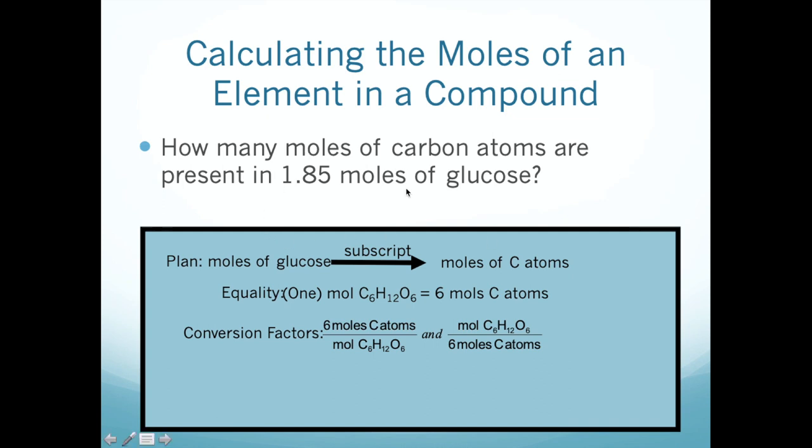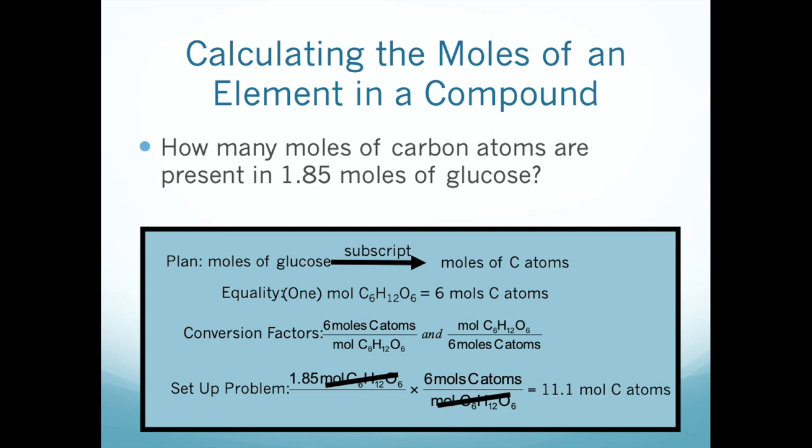Now, please note that we're starting off with moles of glucose. So ask yourself which of these two will get moles of glucose to cancel out. Well, notice that this one has moles of glucose on the denominator, right? So we're going to pick that one. So we take our 1.85 moles of glucose, multiply by 6, okay? And that gives us our number of moles of carbon atoms. We have 11.1 moles of carbon, okay?